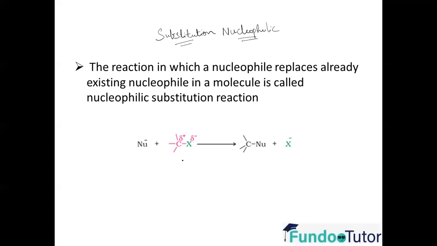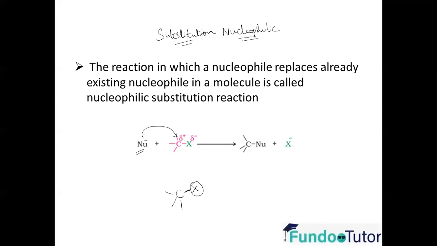Take an example: an alkyl halide, where the C is connected to X. When it is attacked by a nucleophile, what is a nucleophile? A nucleophile is an electron-rich species, which means it goes for an electron-deficient species. When we come to the nature of the C-X bond, we have learned that the C-X bond is highly polar. Why?